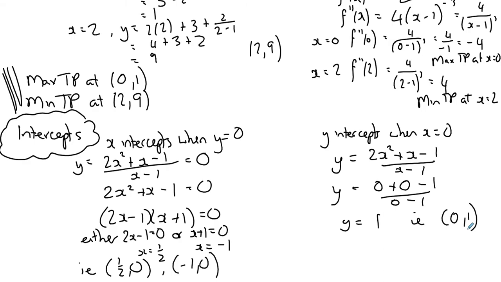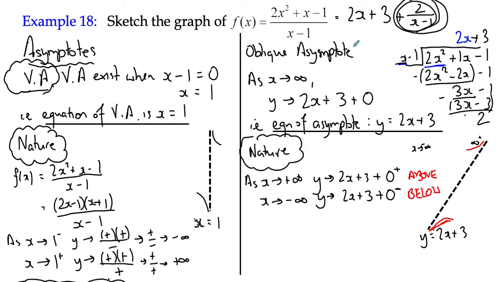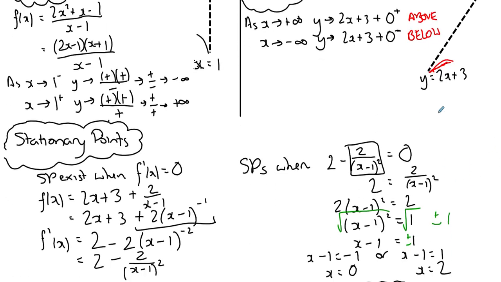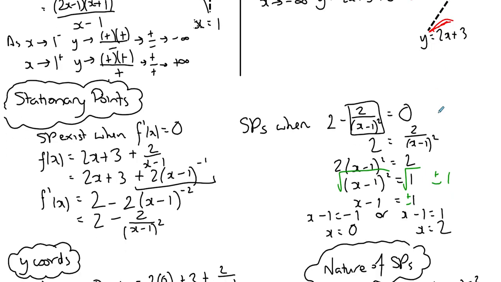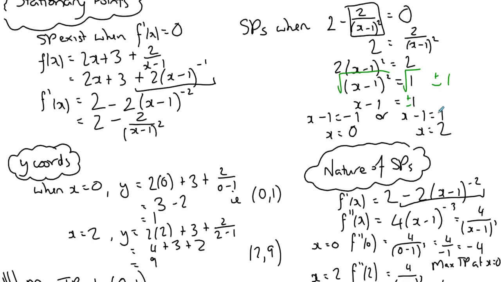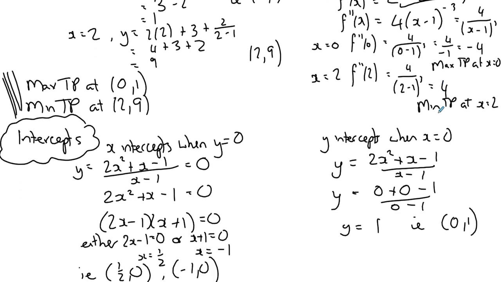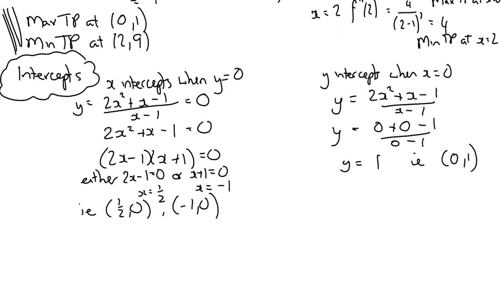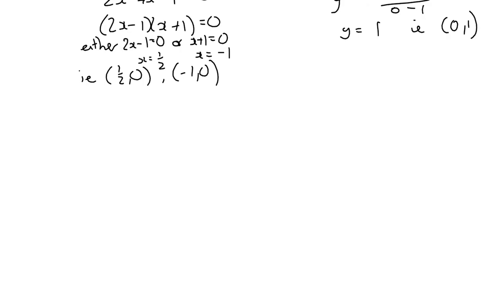So we've managed to do a whole lot. We've done 3 different things in this example. We started off working out asymptotes, the equation of a vertical asymptote, and then the equation of an oblique asymptote with its nature. We then worked out stationary points and their nature and their y-coordinates, and then we worked out intercept points. So we're ready to draw the graph of the function, and we're just going to have to pull in all of that information.